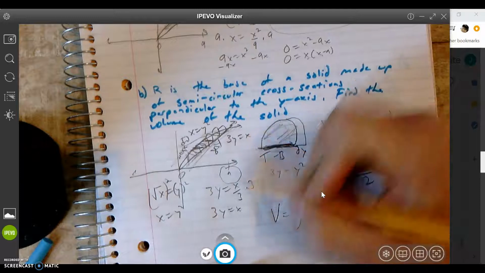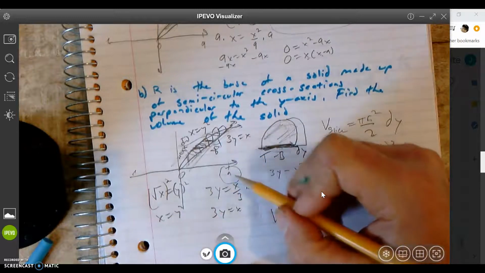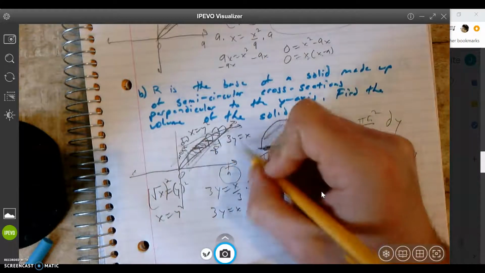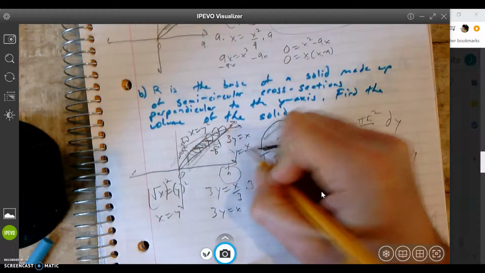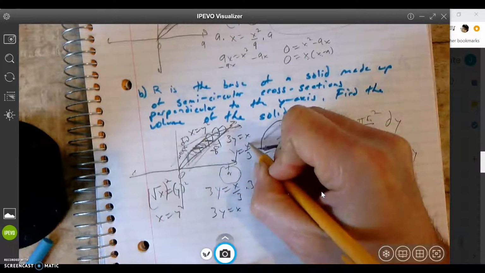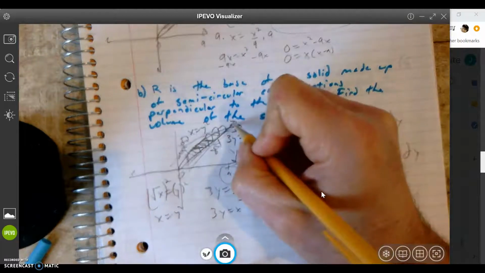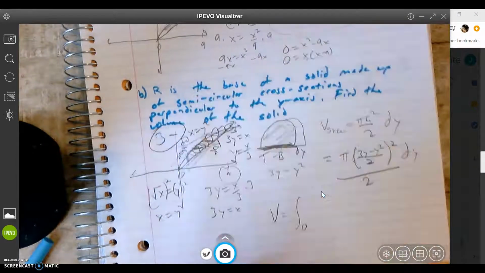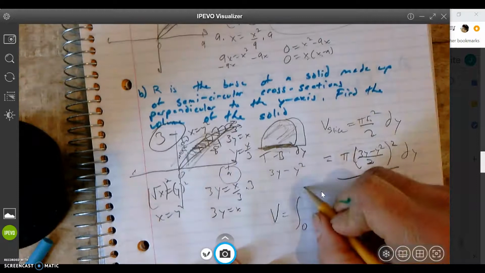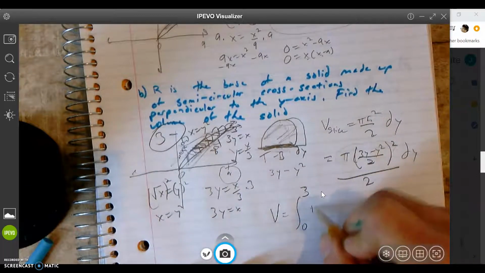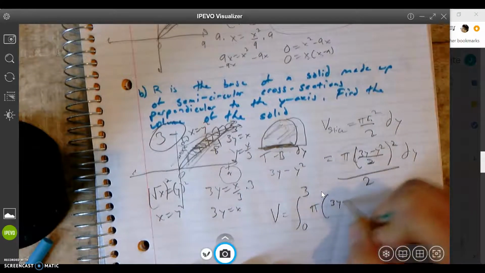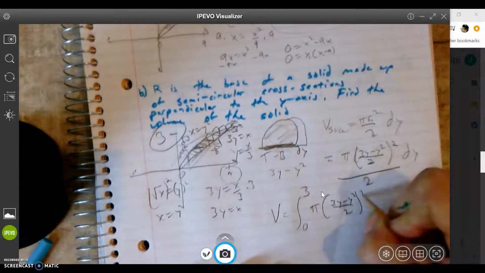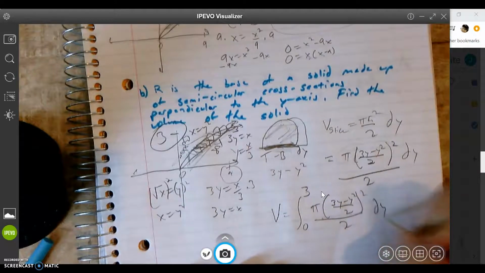So that would mean if I put x's in any one of these, this would be y equals x over 3. If you put in 9 here, you get 3. And the square root of 9 is 3, so this is 3 on the y. Got it. So 0 and 3 of pi times (3y minus y squared over 2) squared divided by 2 dy.